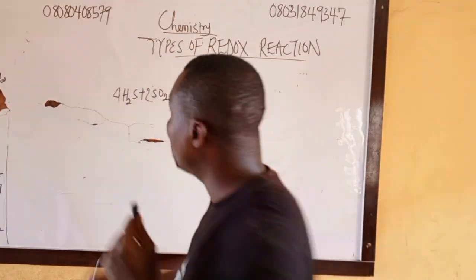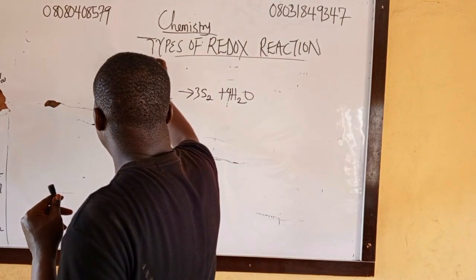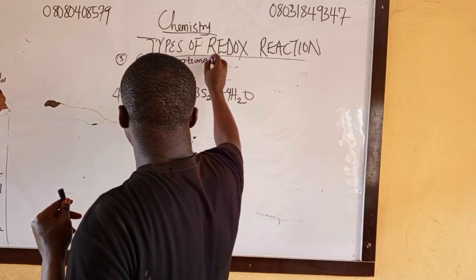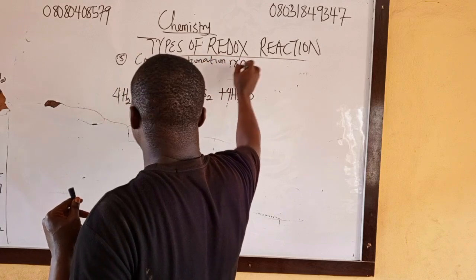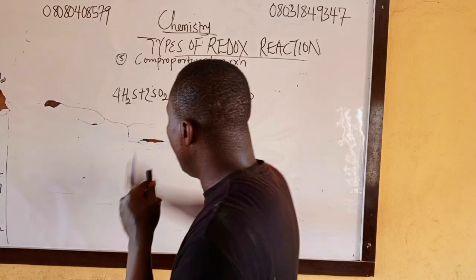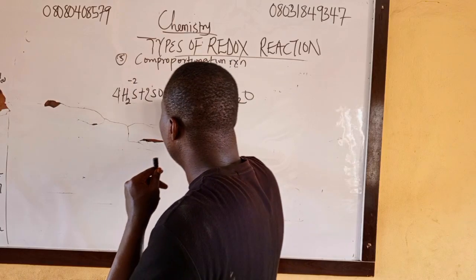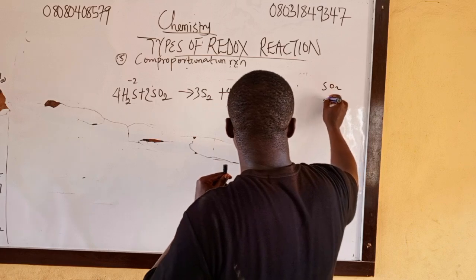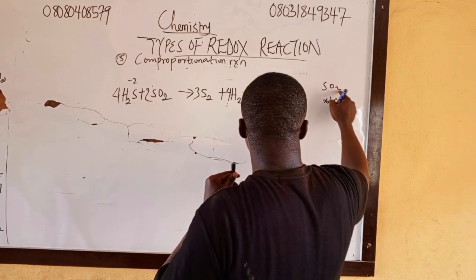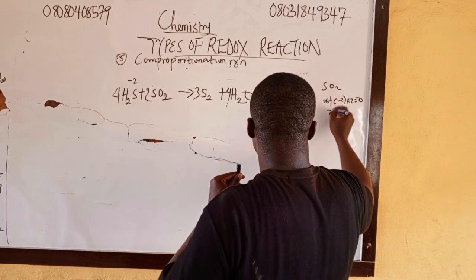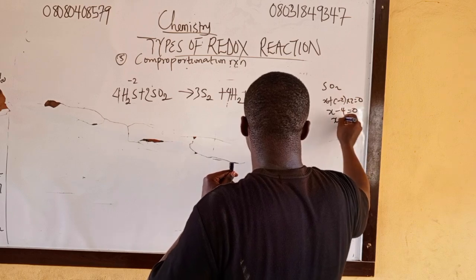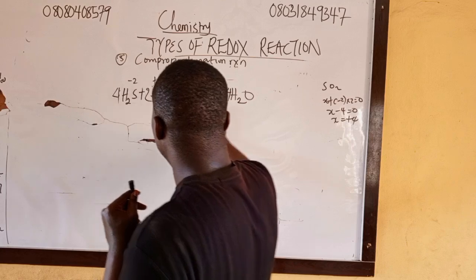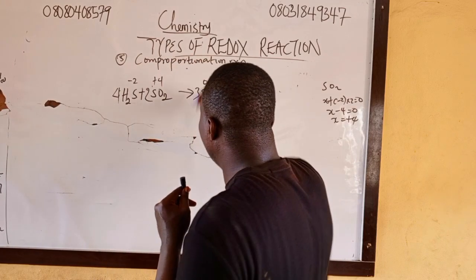Disproportionation reaction. The oxidation number of sulfur in H2S is minus 2. The oxidation number of sulfur in SO2: sulfur is X, plus oxygen minus 2 times 2 equals 0. X minus 4 equals 0, so X equals plus 4. That means sulfur is plus 4 here. The oxidation number of sulfur standing alone is 0.